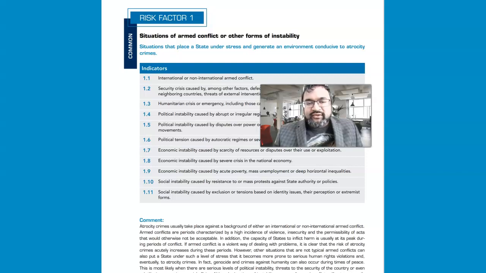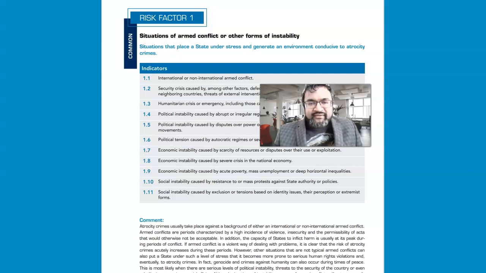And I wanted to go over, there's 14 risk factors. I wanted to go over risk factor number 1 in greater detail and provide some indicators that are under risk factor 1. So the risk factor 1 that I went over in another video was situations of armed conflict or other forms of instability. Now, a bit more specific, situations that place a state under stress and generate an environment conducive to atrocity crimes. So if there's an environment there, then these crimes will take place.